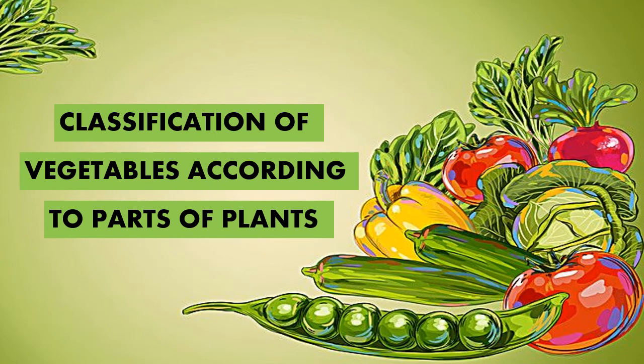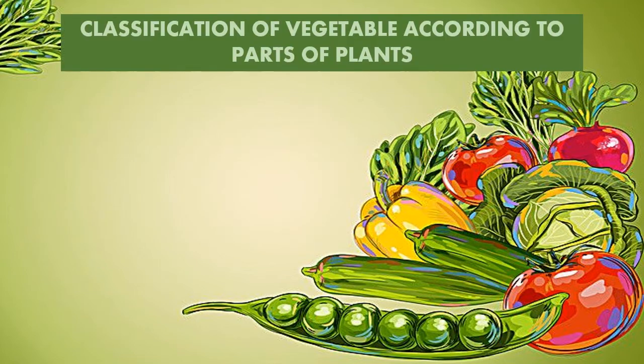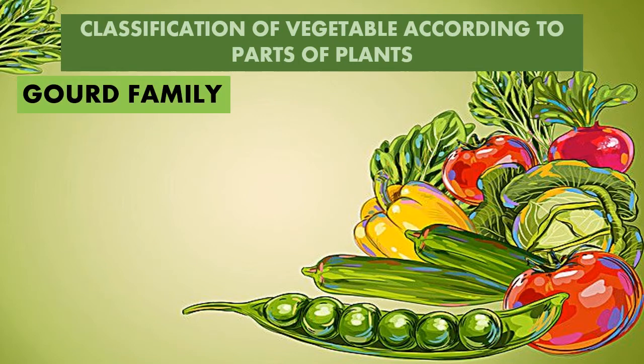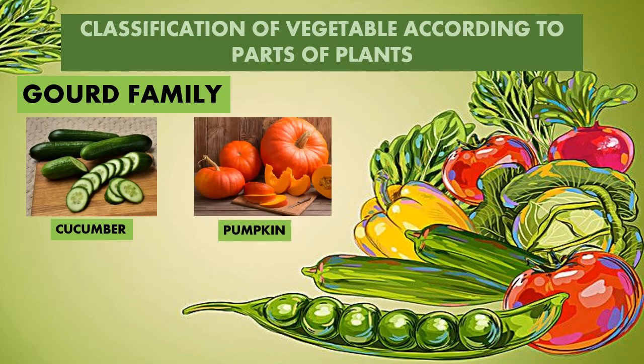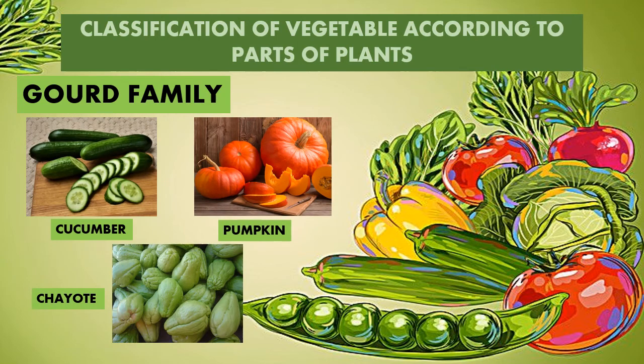Alright, now let's proceed with the different classification of vegetables according to parts of plants. So let's get it on. The first classification of vegetable according to parts of plants is gourd family. So some examples of gourd family are cucumber, pumpkin, and chayote.